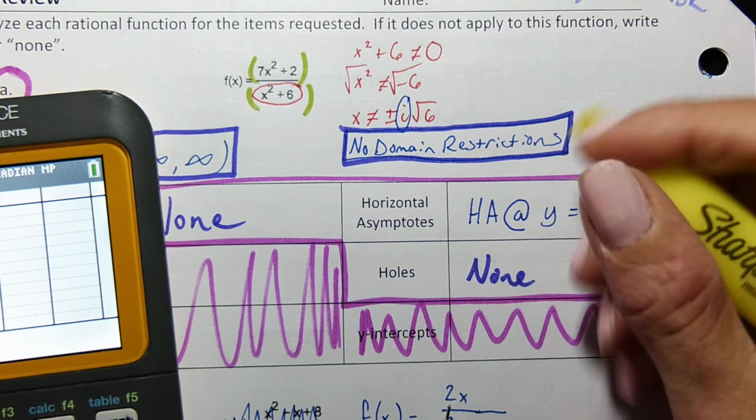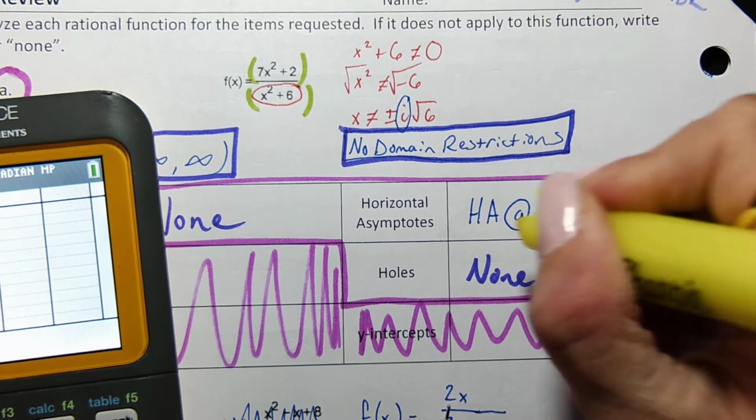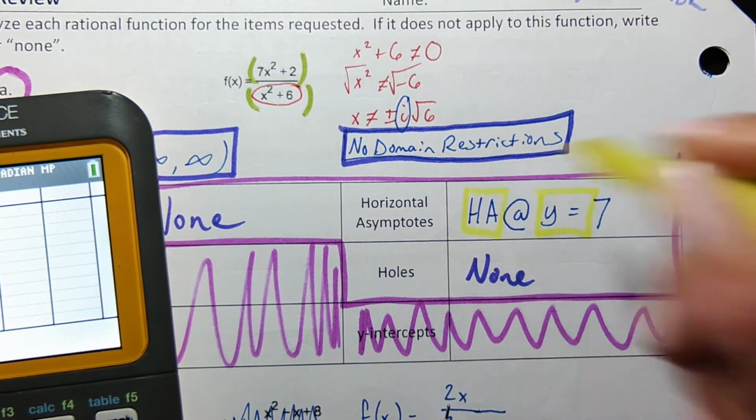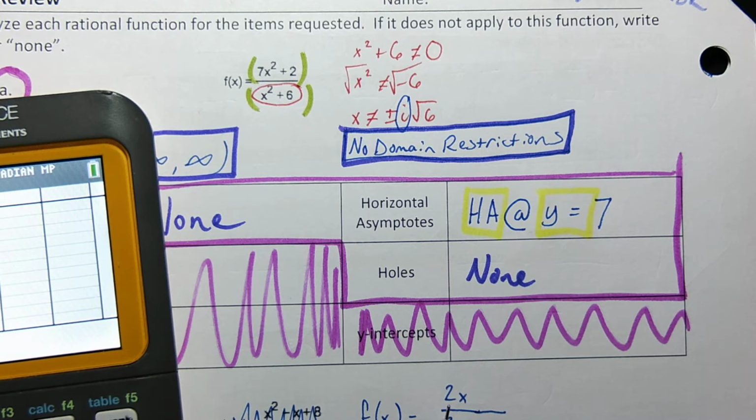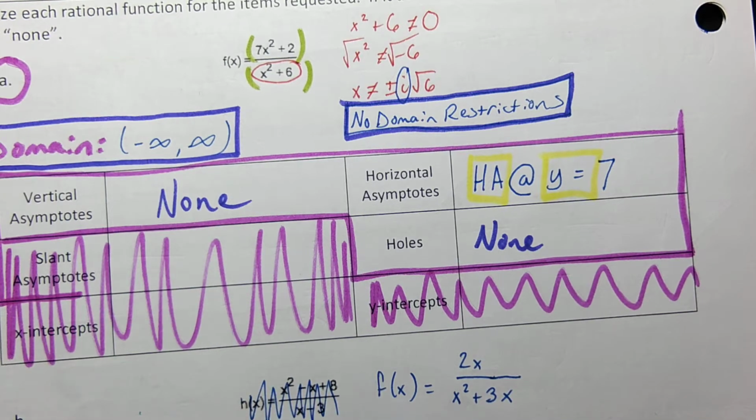Y equals 7. So I would put a little box around that because on the Unit 4 test, I did have a lot of people who just wrote the value and not the equation of the asymptotes. And that goes for the vertical ones as well. Any questions on problem A?